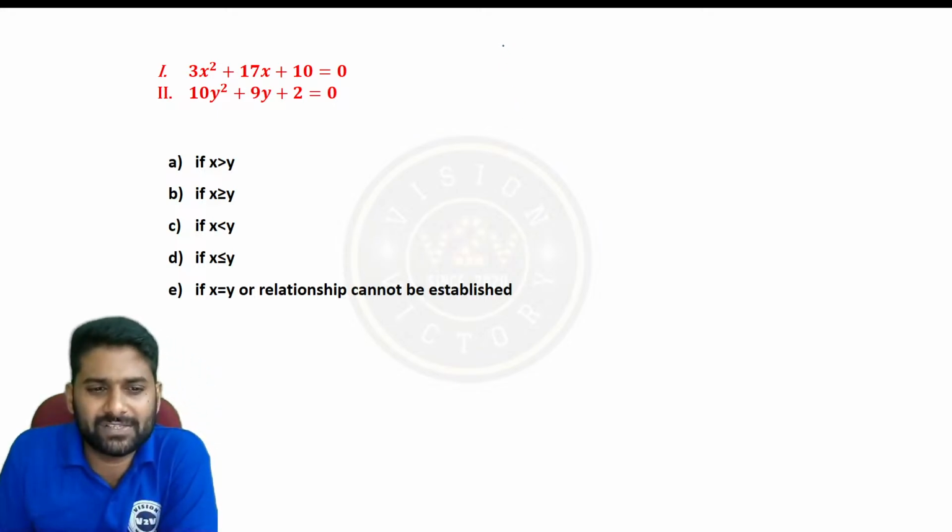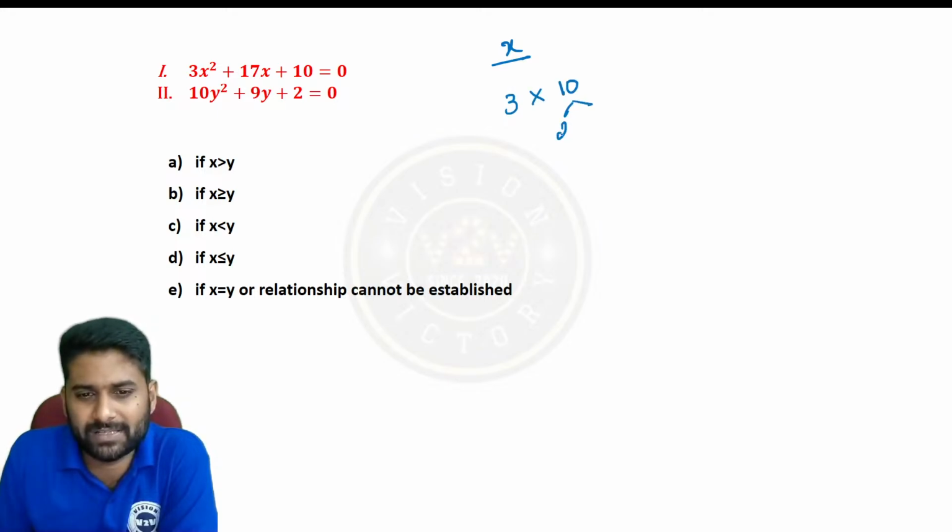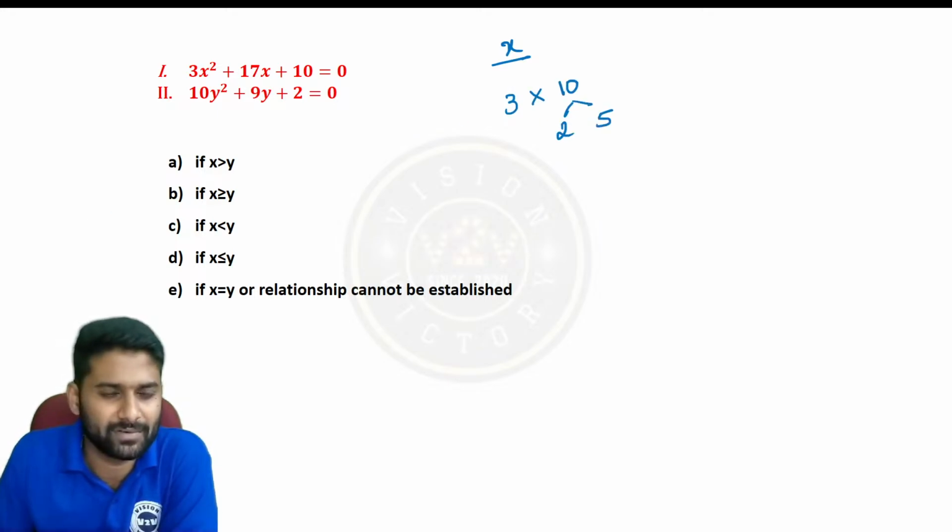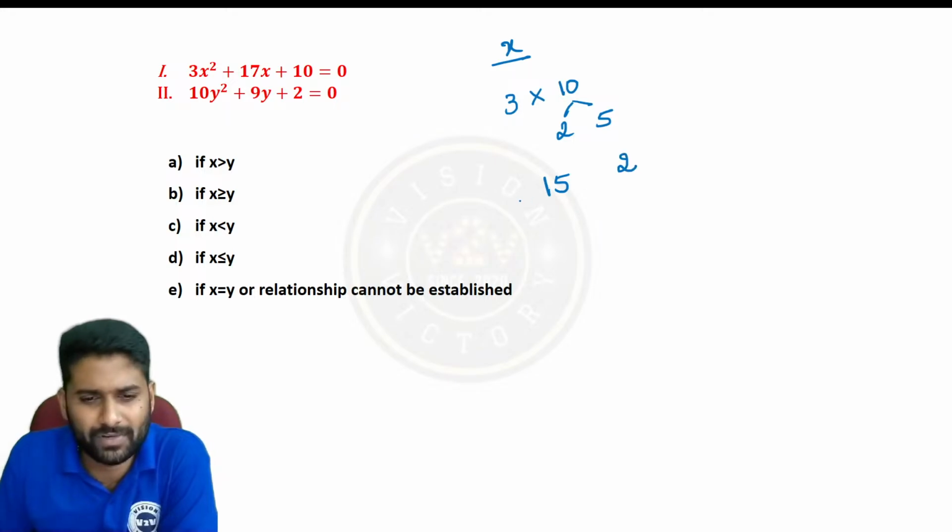Next, find the factors for x. Now first, 3 into 10. Take it as this value is 2 into 5. Hope it's clear, guys. Otherwise you can take it as 15 and 2. If you are good at direct calculation, take the values directly. Then the final factors should be minus 15, minus 2.